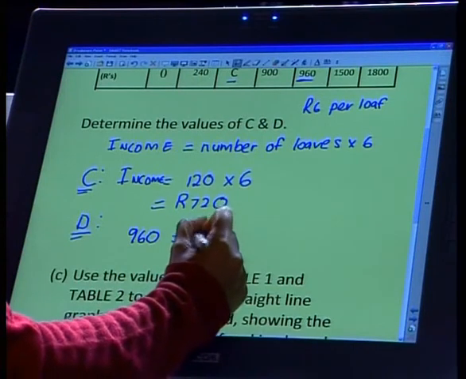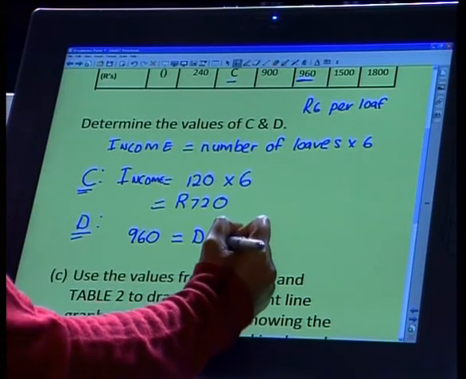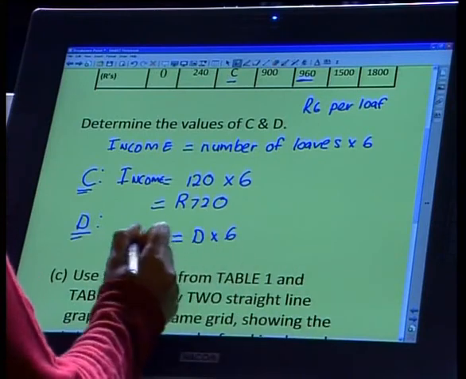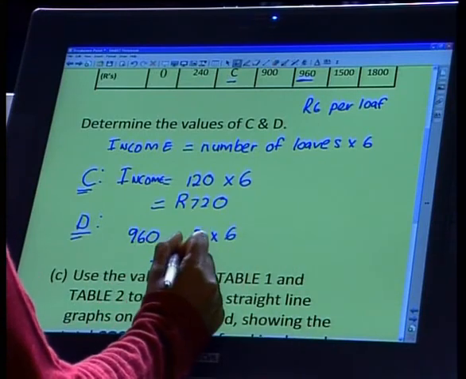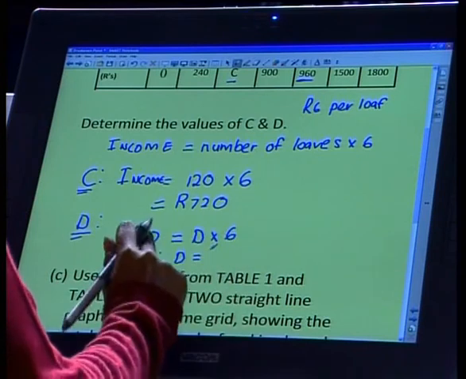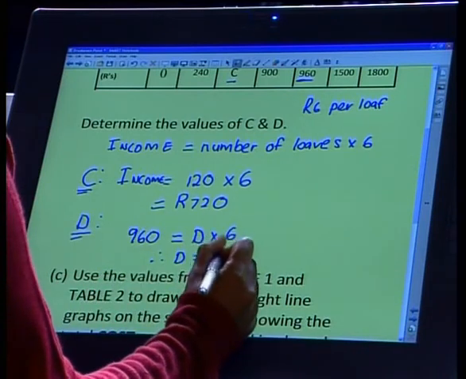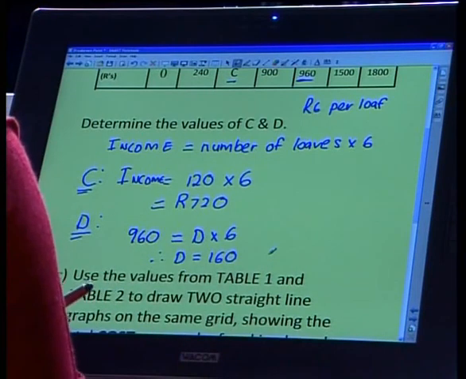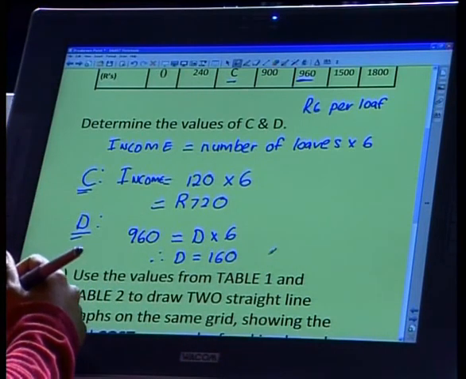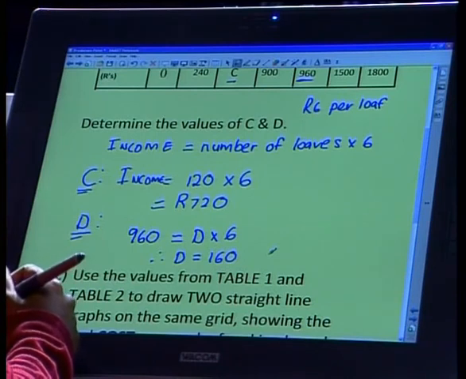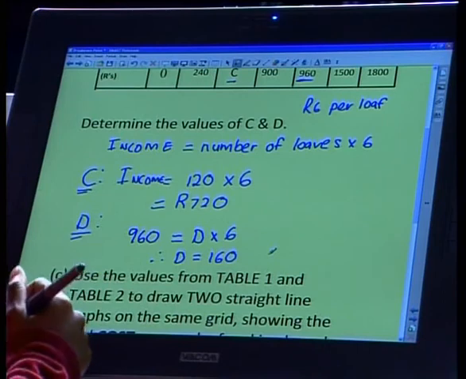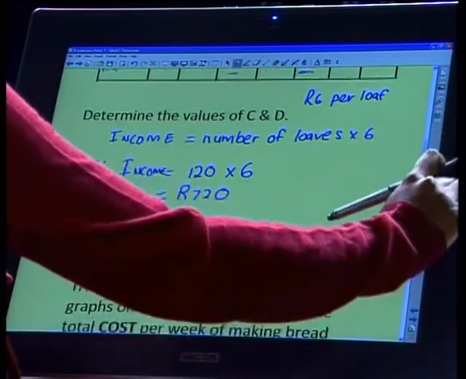That's the value of D, times the selling price, which is 6. In order to work out D, all I have to do is divide both sides by 6. So you get, therefore, D, 960 divided by 6, will give you 160 loaves. So we've just worked out that the value of C is R720, and the value of D is R160. Now let's move on to part C.